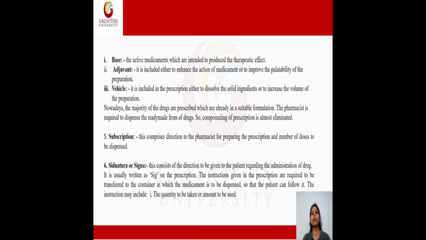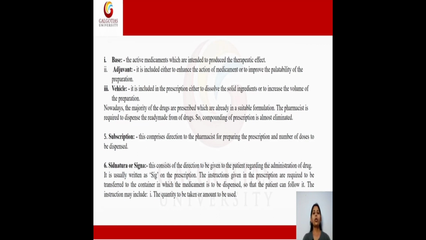The instructions given in the prescription are required to be transferred to the container in which the medicament is to be dispensed so that the patient can follow them. After explaining the instructions about the drug administration, a pharmacist should transfer them to the container in which the medicament is to be dispensed so that the patient can easily follow the instructions.